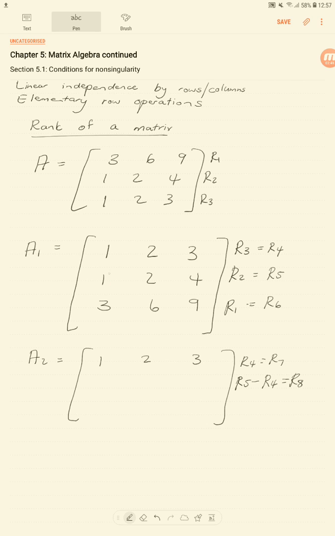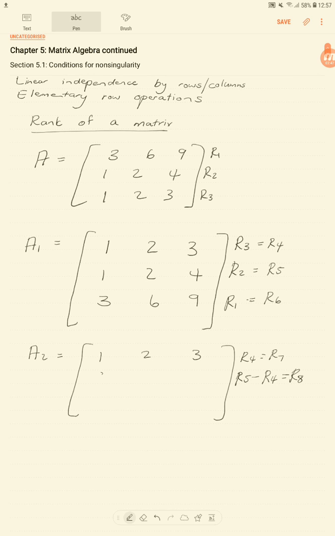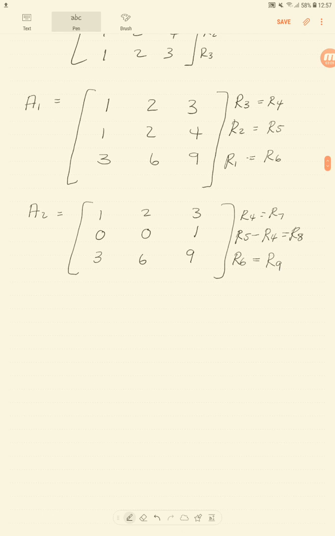So what do we get? 1 minus 1 is 0. 2 minus 2 is 0. And 4 minus 3 equals 1. And we will leave row 6 as is. So row 6 becomes row 9. So now we have a 1 in the first entry of row 1 and a 0 in the second row's first entry.